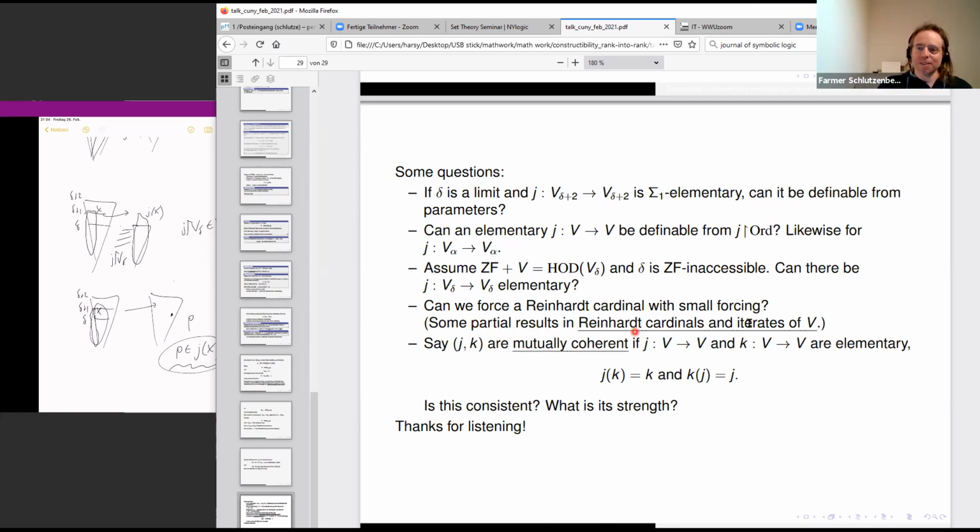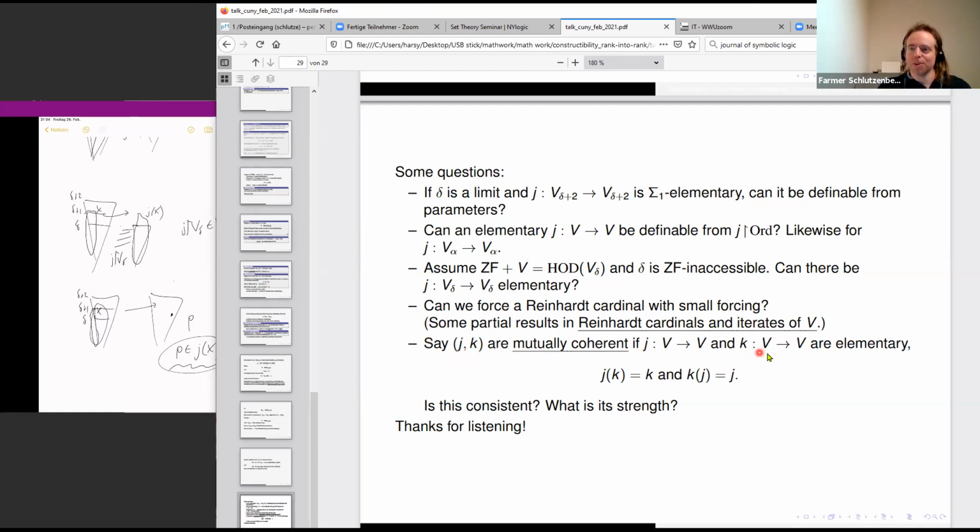There's some partial results in this paper, but they don't really get at the main question, and in general, it's unclear to me. And then finally, maybe there's an easy answer to this. The circumstance in this last one seems very odd, but let's say that J and K are mutually coherent.